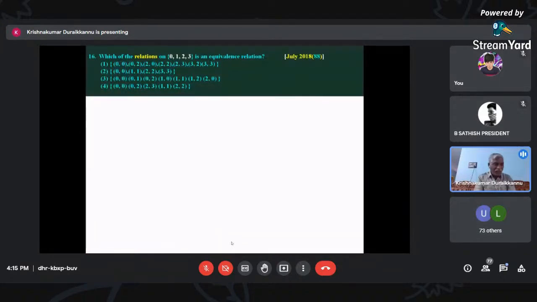Here, a very important and most frequently asked question is on relations. A relation is defined by using some operation. It may be addition, division, multiplication, or some other operation, or by applying functions also. That means we can apply any relation on a given set. So the relation is given. Which of the relations on the set 0, 1, 2, 3 is an equivalence relation?